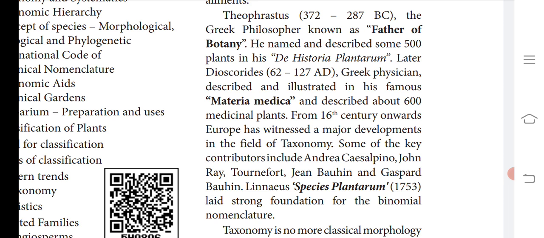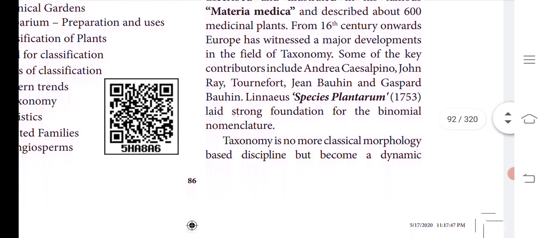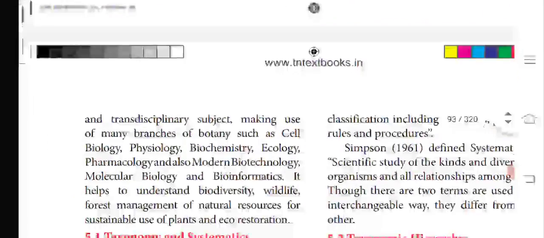Later on, a Greek physician described and illustrated, in his famous book Materia Medica, about 600 medicinal plants. Okay, so 600 medicinal plants have been discussed in a book called Materia Medica. And we have the book called Species Plantarum. Linnaeus's Species Plantarum laid a strong foundation for binomial nomenclature. Binomial: two names. Nomenclature: what does the word nomenclature mean? Nomenclature means the naming of organisms.